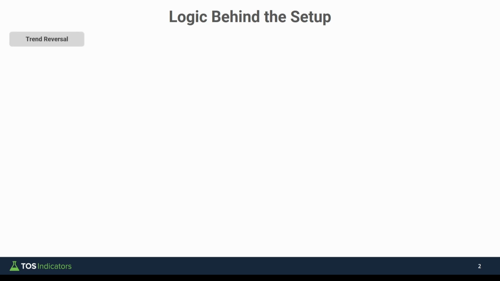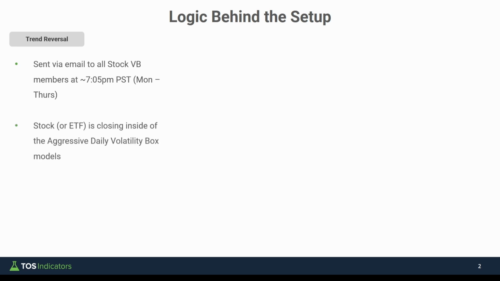Now, let me show you the logic behind this setup first, and we can do that by walking through a real example. I've already mentioned this is a trend reversal setup. We'll send this again to all Stock Volatility Box members, just like the trending list, at around 7:05 p.m. Pacific, Monday through Thursday. Now, the logic behind this is really twofold. First, I'm looking for all stocks and sometimes even ETFs which are closing inside of their aggressive daily volatility box models. If you're on the live scanner, all volatility box members, you can look towards the end of the day, and all of the stocks which are still open on the scanner are the ones that I'm usually going to start with as my starting point for building this list.